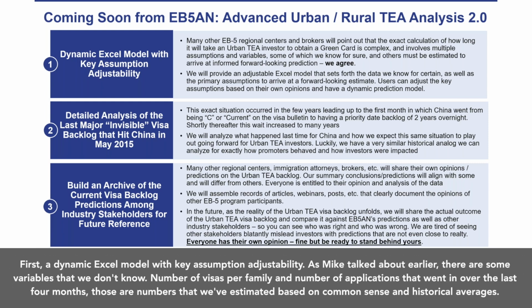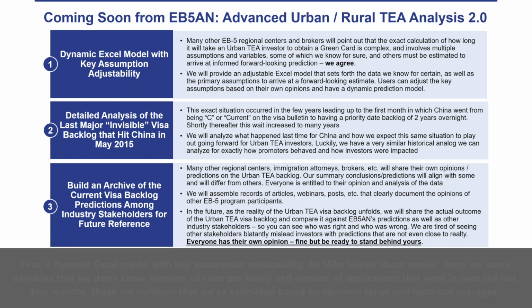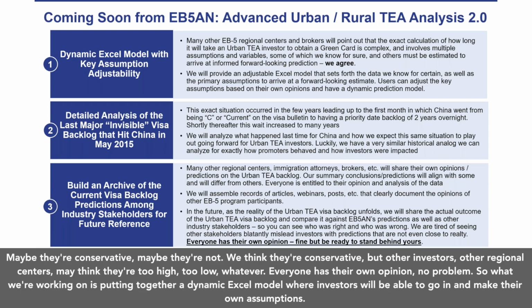So first, a dynamic Excel model with key assumption adjustability. As Mike talked about earlier, there are some variables that we don't know, right? Number of visas per family and number of applications that went in over the last 4 months. Those are numbers that we've estimated based on common sense and historical averages, right? Maybe they're conservative, maybe they're not. We think they're conservative, but other investors, other regional centers may think they're too high, too low, whatever. Everyone has their own opinion, no problem.